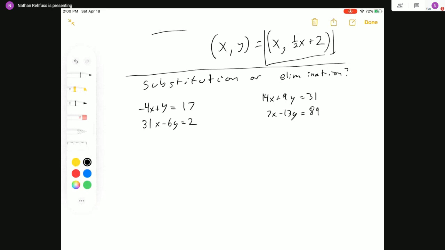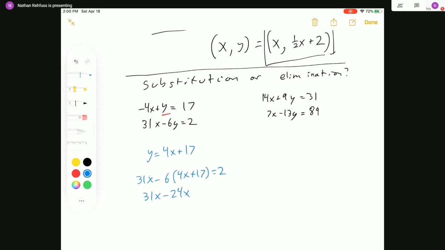This system on the left, I'm looking for a feature of the system that I could exploit to make one or the other method easier. In this case, one method that would be very easy is if I solve this equation for this y here, I'm not going to have any fractions. I can just add 4x and get y equals 4x plus 17. Then in the other equation, I have 31x minus 6 times 4x plus 17 equals 2.